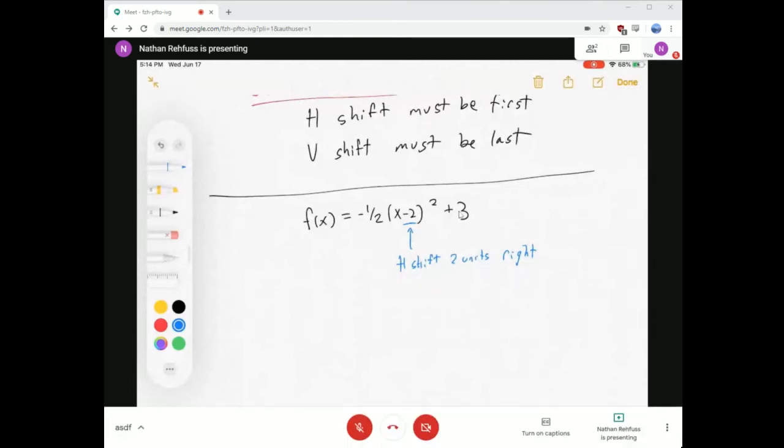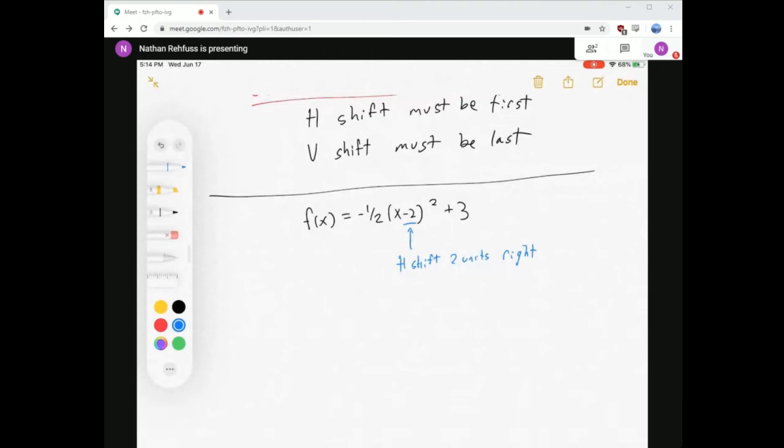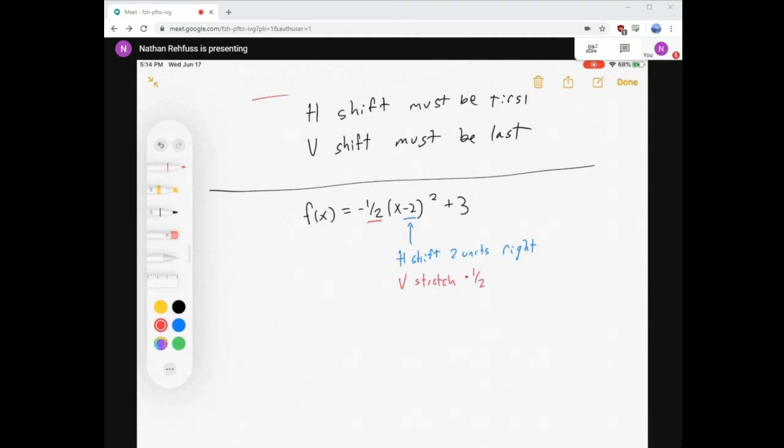What's another transformation here? We can identify this +3 pretty quickly. Now remember, that's got to go the very last, so I'm going to save that. That's a vertical shift. So how about this 1/2 here? We could do that next. It's on the outside, so it's vertical, and it's multiplying or dividing, so it's a stretch. That's a vertical stretch. Well, really, it's a shrink because it's times 1/2. So that's going to make everything half as tall.